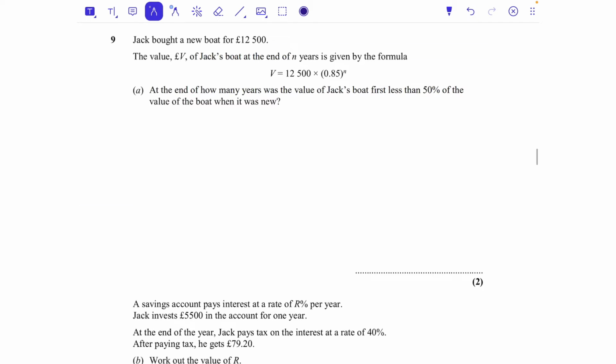Okay, question number 9. Jack bought a new boat for £12,500. The value, V, of Jack's boat at the end of n years is given by this formula. At the end of how many years was the value of Jack's boat first less than 50% of the value of the boat when it was new?